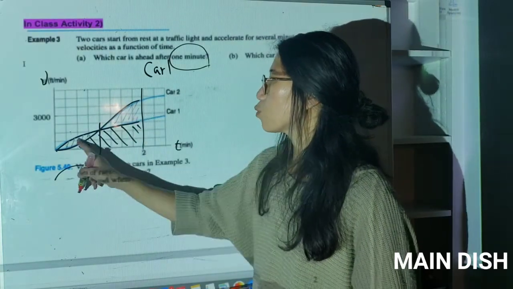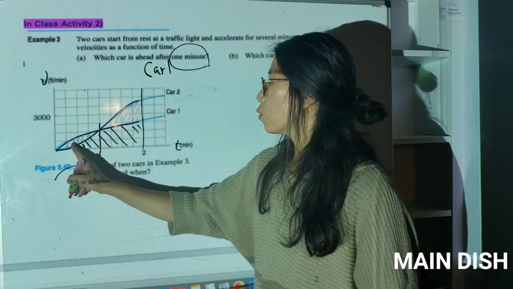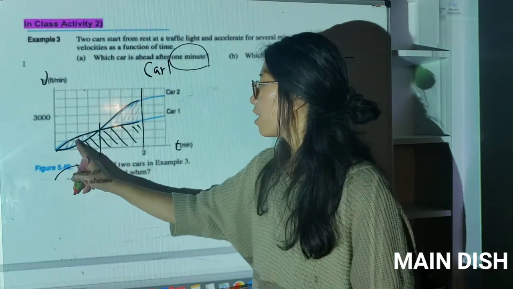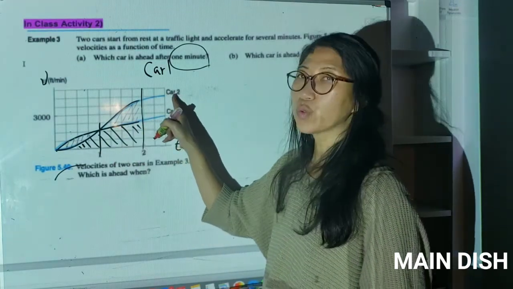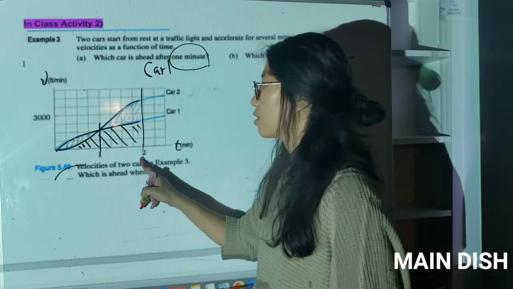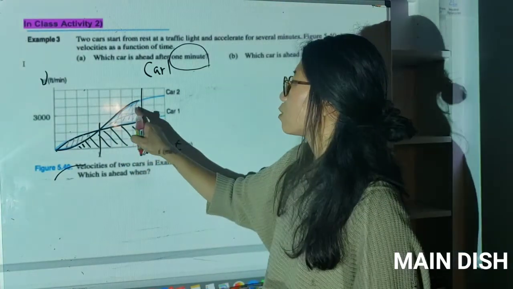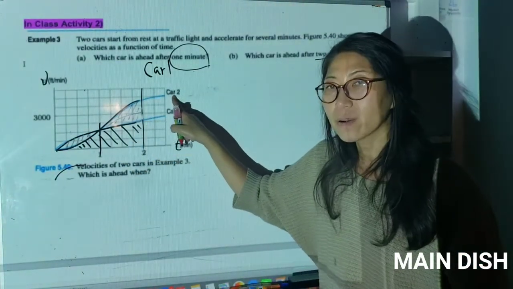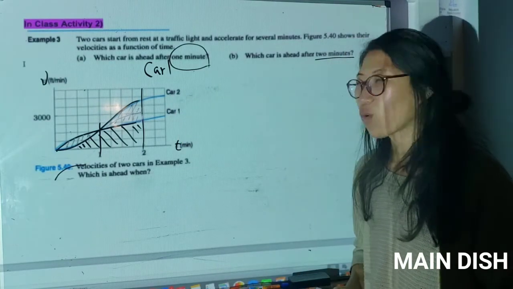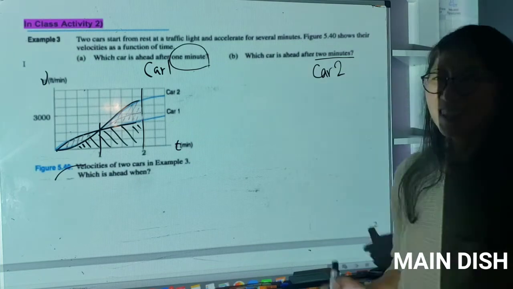And as you see, which one is bigger? This area is bigger than the other one, which comes from car 1. So you can conclude that car 2 actually traveled a longer distance at 2 seconds. If you put this piece in here, it's probably about this much, and as you see, car 2 is still bigger as an area compared to car 1. Therefore, this will be car 2.